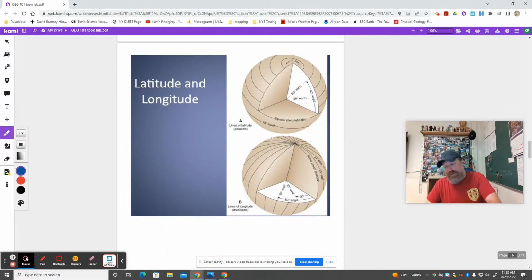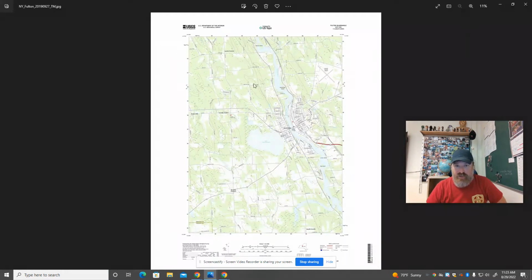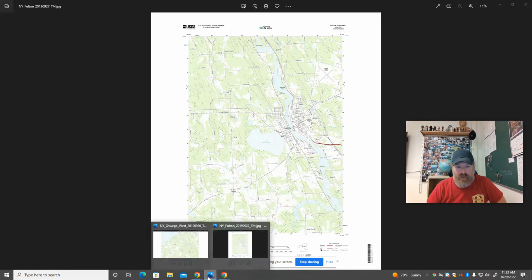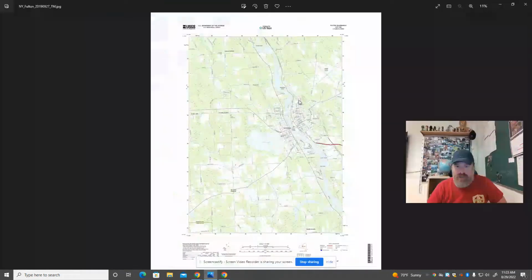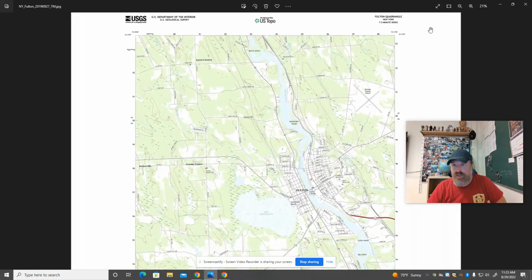What else are we going to have to do with these maps? Well, latitude and longitude is going to be printed on them. The hardest part of this lab is going to be dealing with local maps. I ended up just using the Fulton one. The original lab had ones from Fulton and Oswego. I'm going to put them both into the folder, but you're going to mainly use the Fulton one here and look for different features. Talk about some of the stuff at the bottom. But latitude and longitude is going to be part of it.